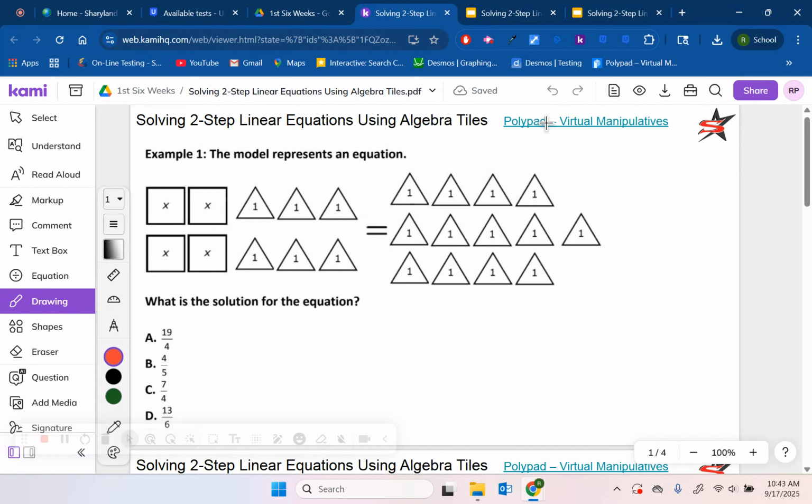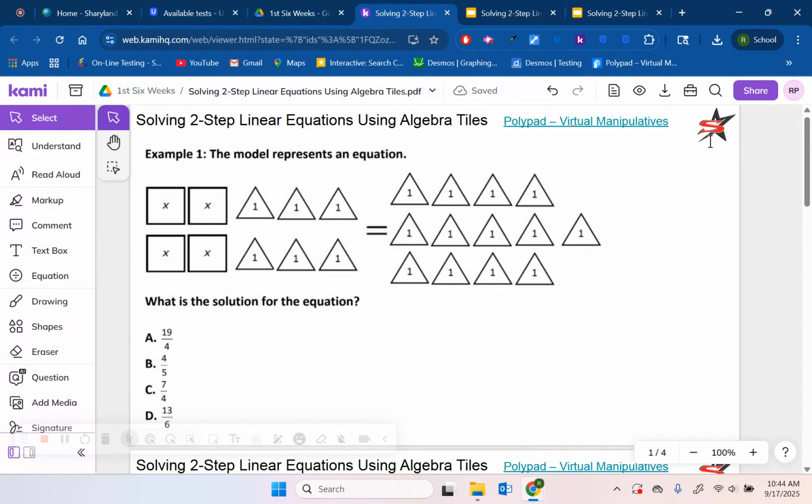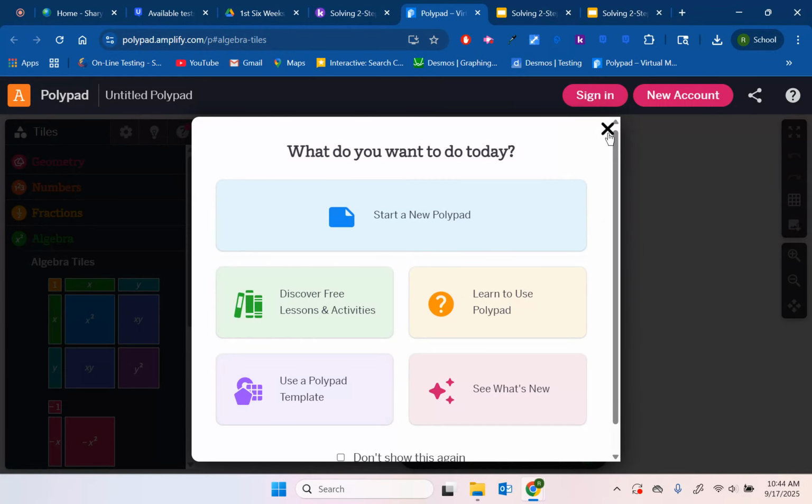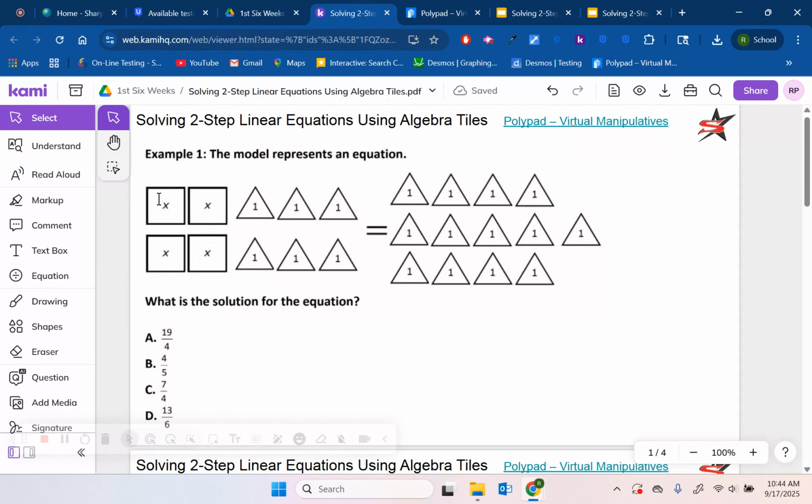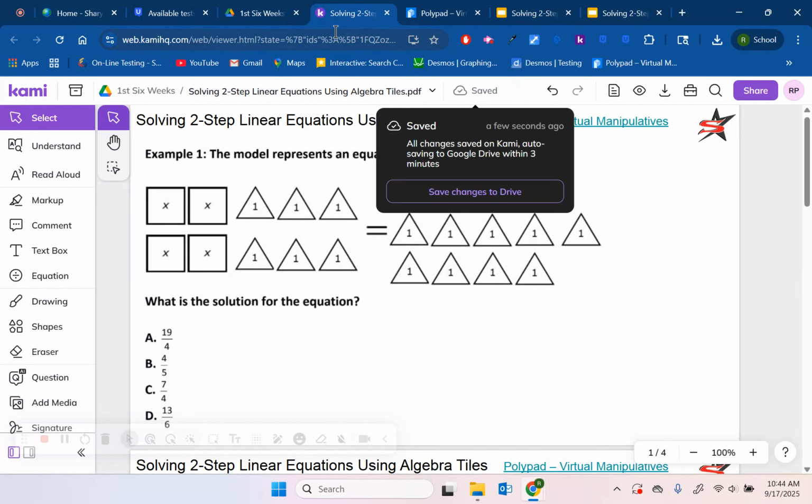Our student success will only work with these kinds of representations if and only if we use the actual tiles. So we need to make sure that they know how to solve with tiles. They're going to have to know, what does this mean? This is my representation of 4x plus 6 equals 13.